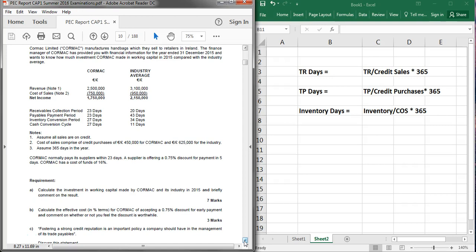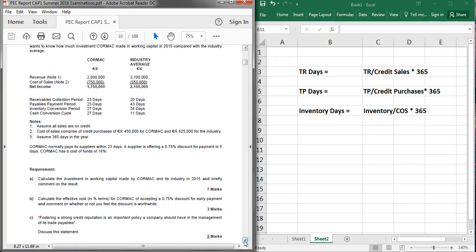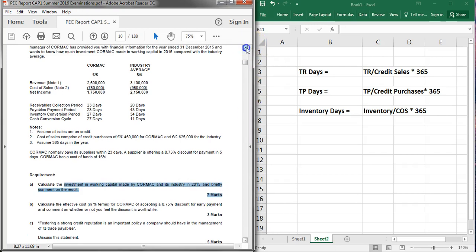Then calculate the effective cost of accepting a discount for early payment. And then finally, have a more narrative piece about trade payable management, and to discuss a particular statement for 5 marks. So what you'll notice particularly about this one is there's 10 marks for calculations, but particularly the first calculation here caught a lot of students out.